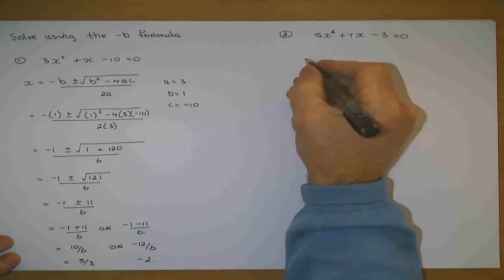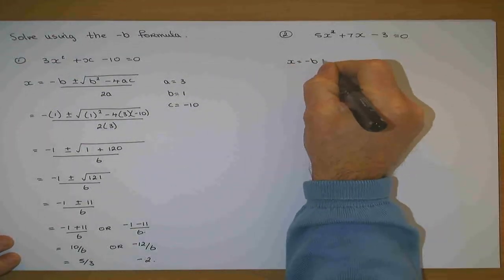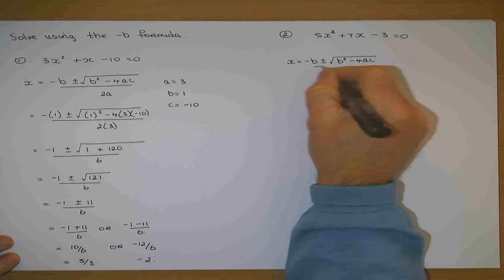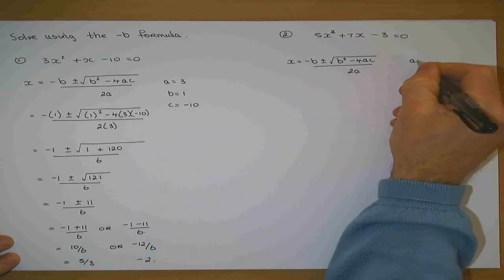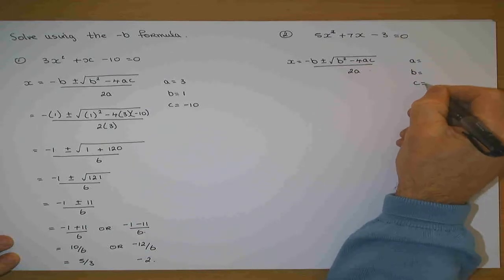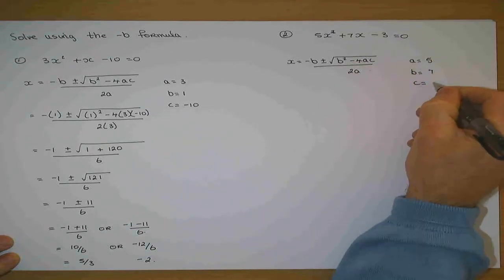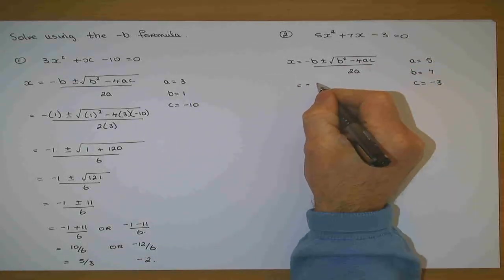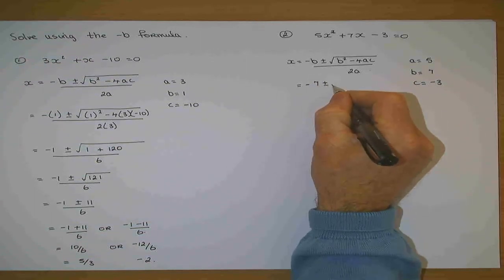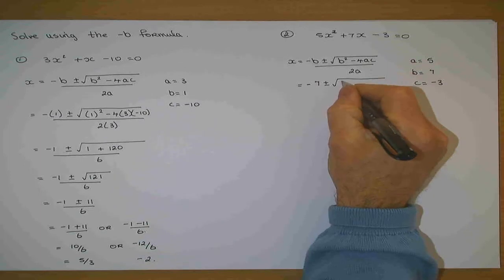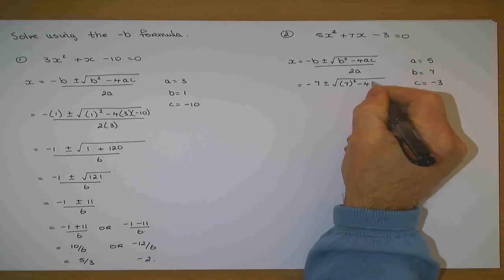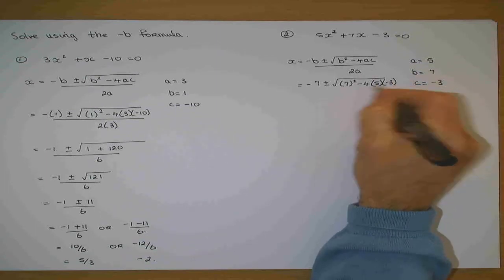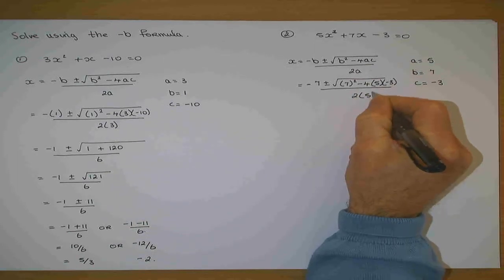This one, how do I solve this? x is equal to minus b plus or minus the square root of b squared minus 4ac over twice a, where a is equal to, b is equal to, and c is equal to 5, 7, and minus 3. I fill it in. Minus b, 7, plus or minus the square root of b squared, 7 squared, minus 4 times a, 5, by c, all over twice a, twice 5.